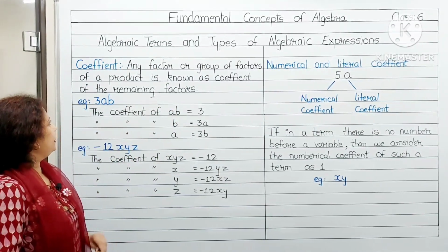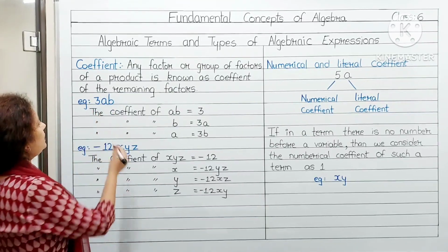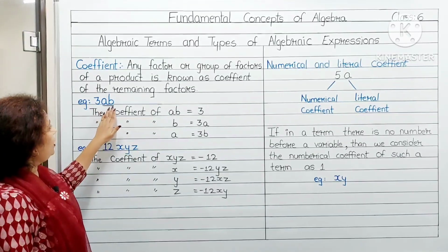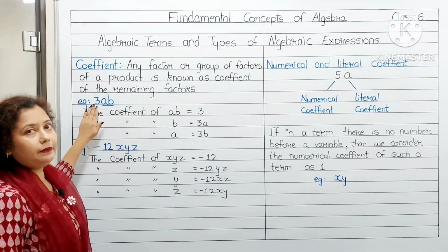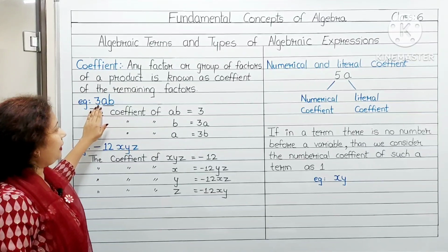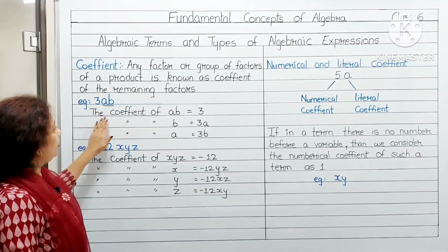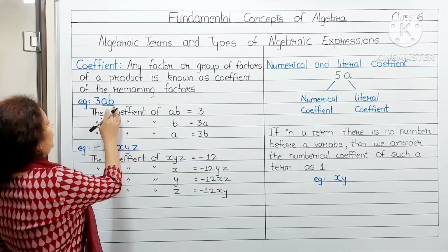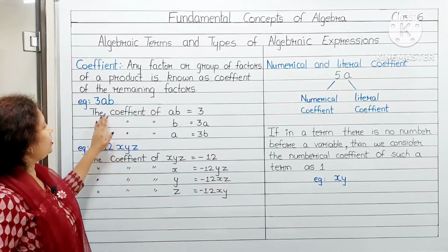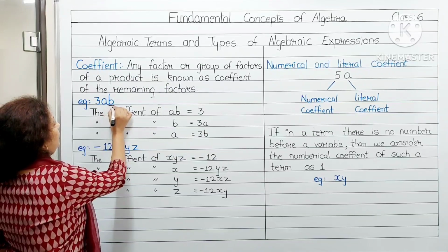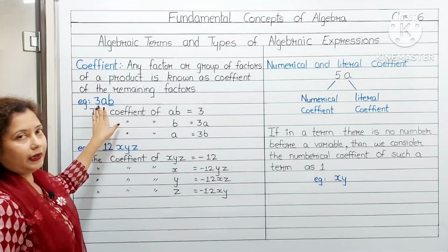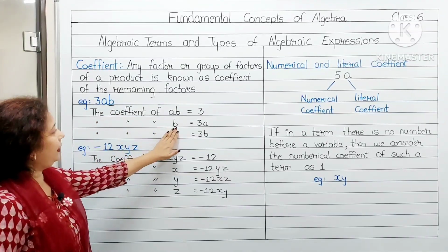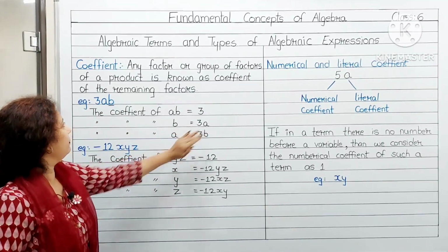First example is 3ab. So first we will find the coefficient of ab. Coefficient of ab is the remaining part of the product. So what is remaining? 3. That's why the coefficient of ab is 3. Next we will find the coefficient of b. So which part is remaining of the product? 3a. So here the coefficient of b is 3a.